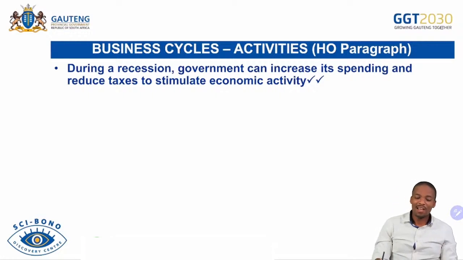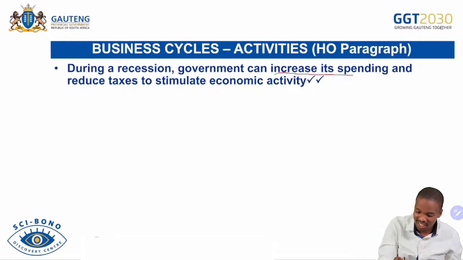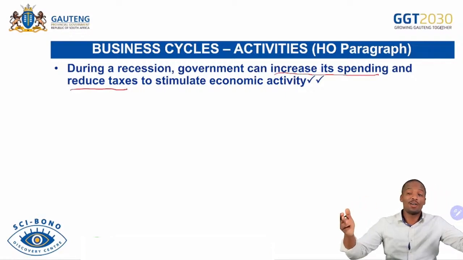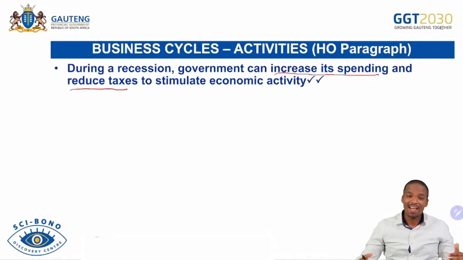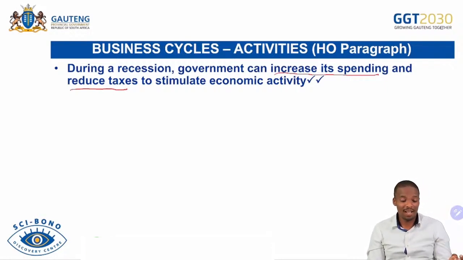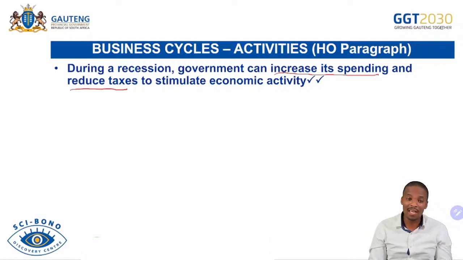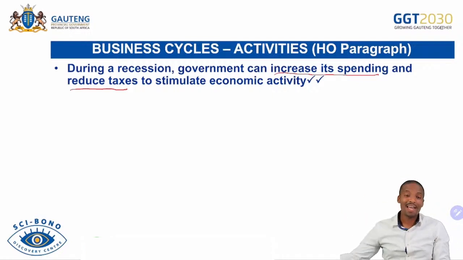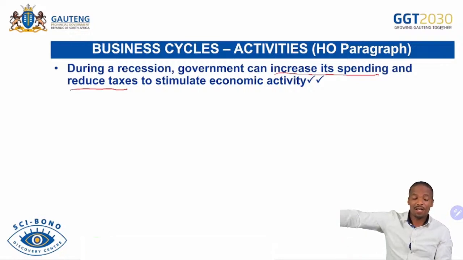The government will increase spending and they will reduce what? Taxes. If they increase spending, they will be spending on infrastructure, they will be spending on social transfers, and there will be increased disposable income. And on the other side, when taxes are reduced, when your personal income tax or PAYE is reduced, you'll have more disposable income. It means spending will also increase and therefore recovery starts to take place.